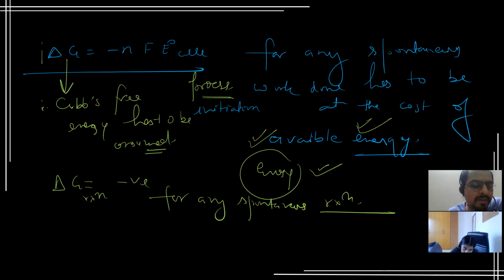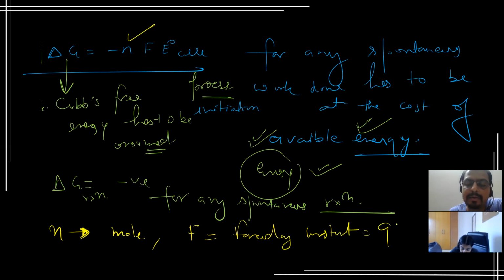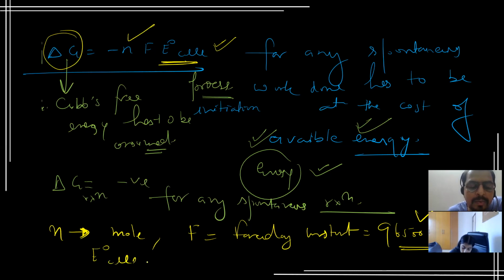Now, I would like to ask you a very simple question. If delta G has to be negative, where n is the number of moles, F is the Faraday constant, that is 96500 coulomb. E naught cell is variable. It is not fixed, it is not constant. So for the value of delta G to be negative, the value of E naught cell should be positive. This will be delta G naught. When we talk about delta G naught, it is minus nFE naught cell, and delta G is equal to minus nFE.